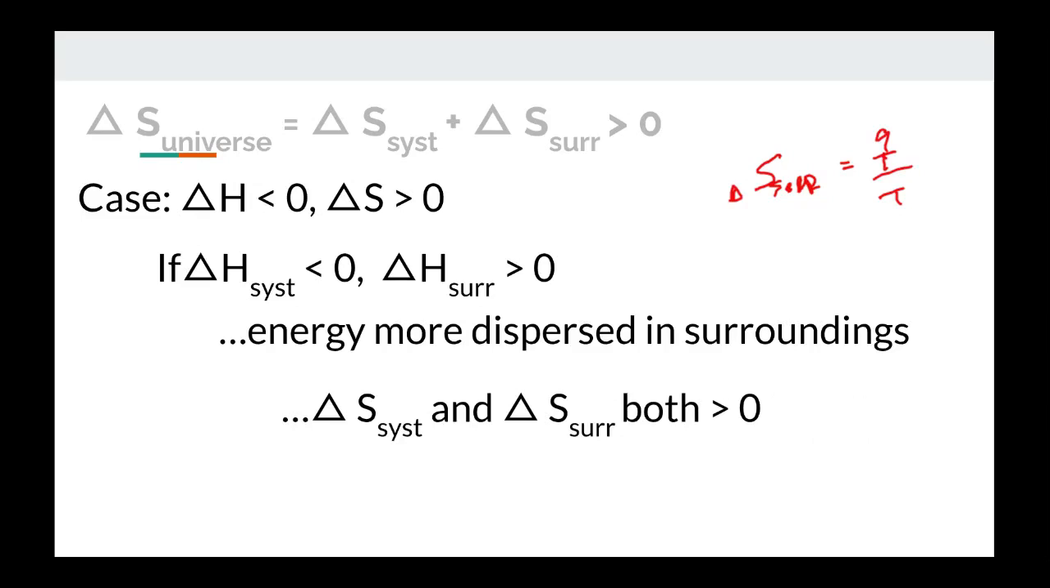So the entropy change for the system, which was already positive, and the entropy change for the surroundings, which we have now seen must also be positive. If they're both positive, then their sum has to be positive. So this represents a case where the reaction is always going to be spontaneous. Delta H is less than 0, delta S is greater than 0. Both conditions, decrease in enthalpy and increase in entropy, favor spontaneity, so this is always going to be a spontaneous reaction.